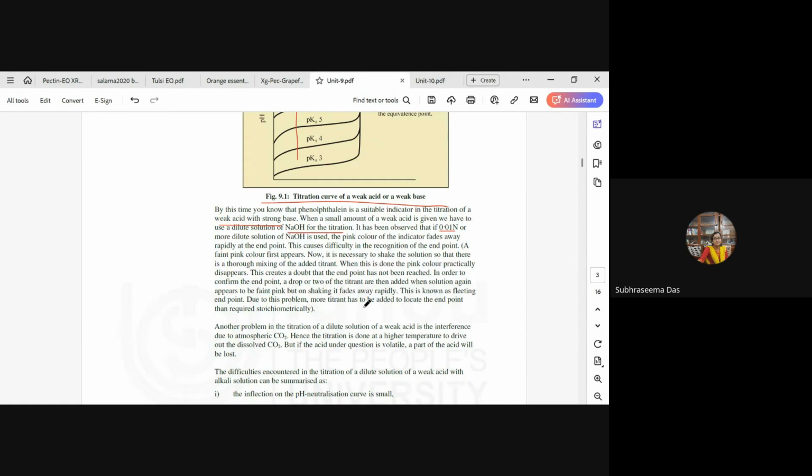To confirm whether the endpoint has arrived or not, a drop or two of the titrant are added when the whole solution appears faint pink. But when we shake it vigorously, it fades away rapidly. This is what we call the fleeting endpoint. Because the endpoint arrives and then goes away, knowingly or unknowingly we add a few more drops of the titrant from the burette than is actually needed. So this is one problem while we're working with a weak acid or a weak base.